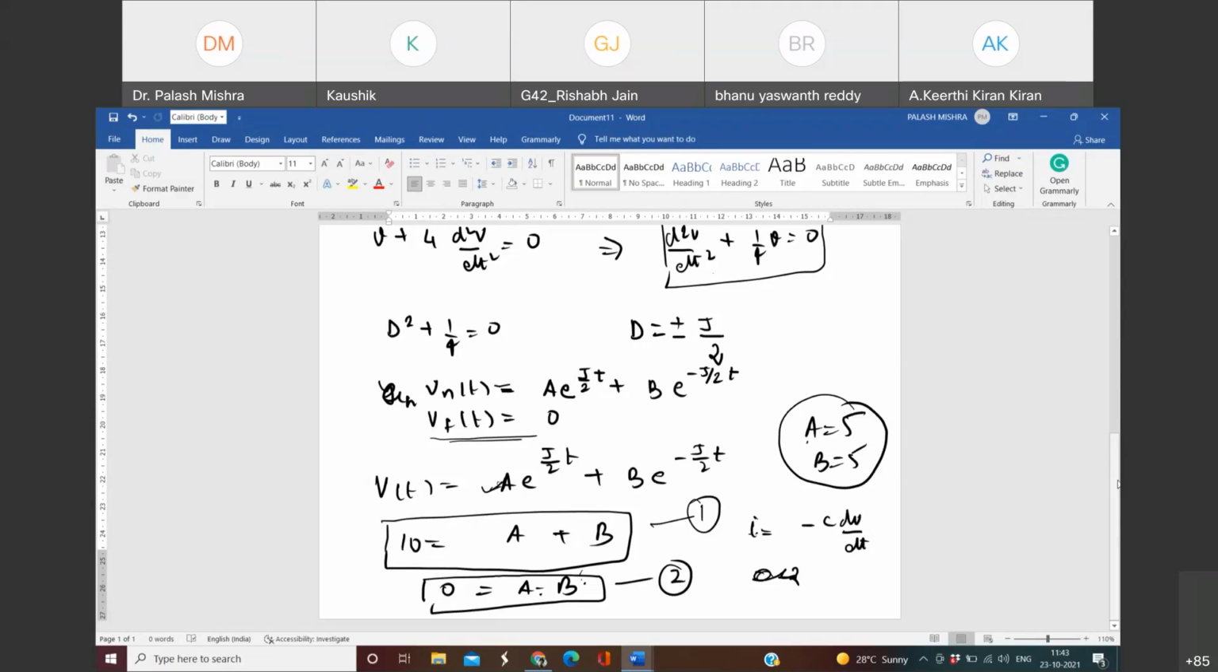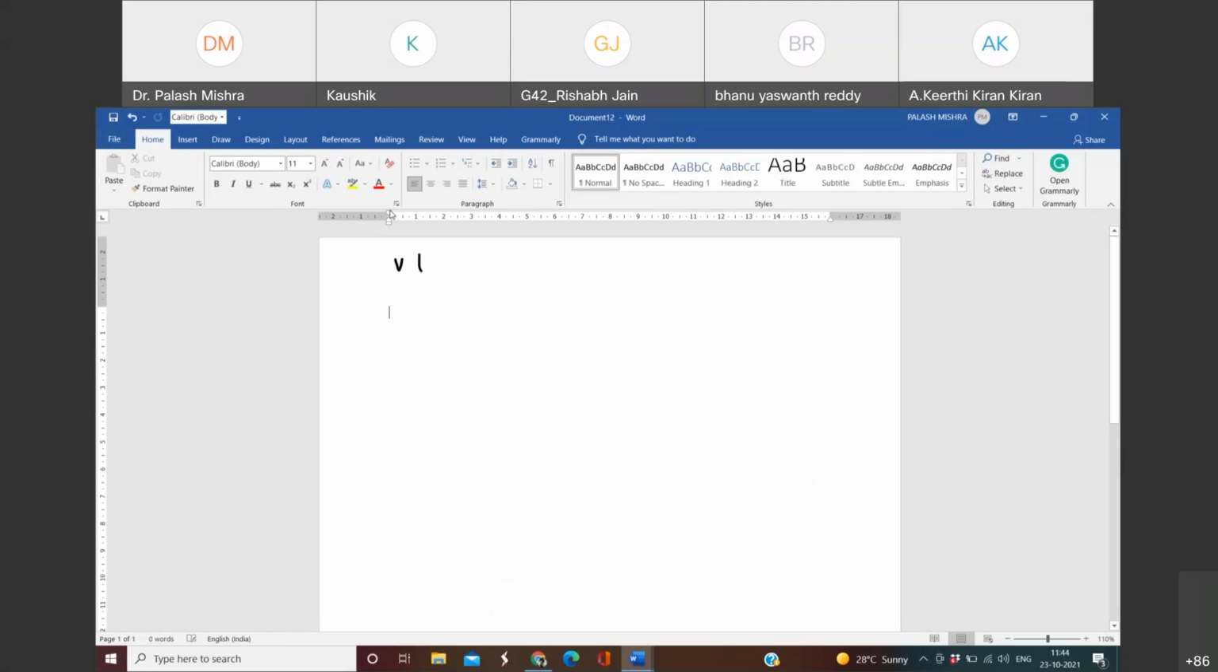You got it? Okay, so I'm expecting that you are getting it. So the net solution of this circuit will be V of t equals 5 e to the power of j by 2 times t plus 5 e to the power of minus j by 2 times t. Please tell me this equation by expanding in terms of cosine wave and sine wave. What will it be?